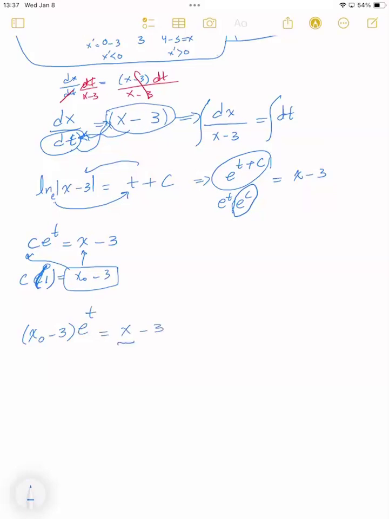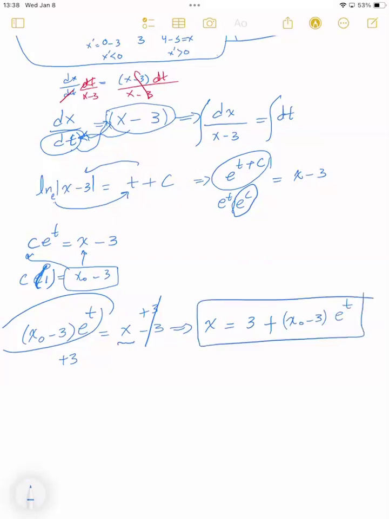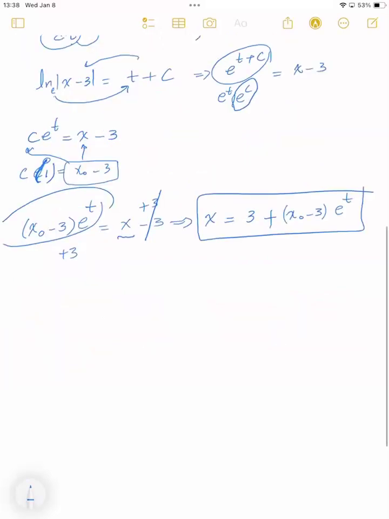The last thing we want to do is solve for x. To solve for x, I added 3 to both sides. I get x is equal to 3 plus this term. And that is our equation. Now, remember, we have a point that is unstable.